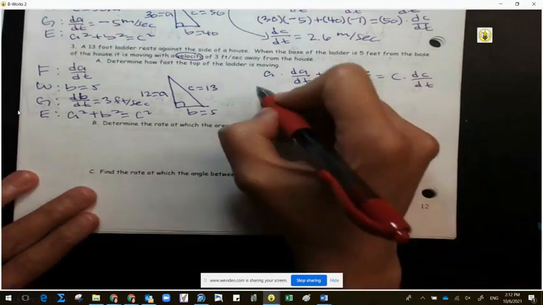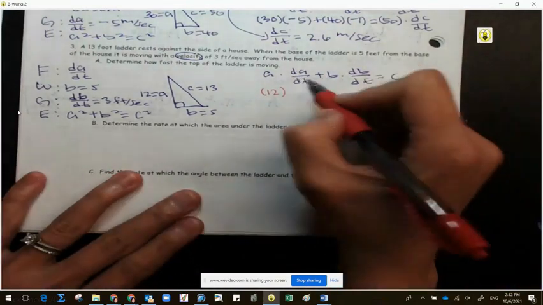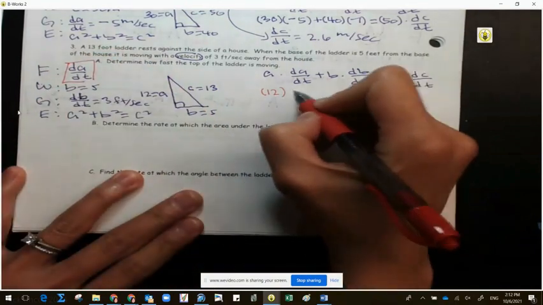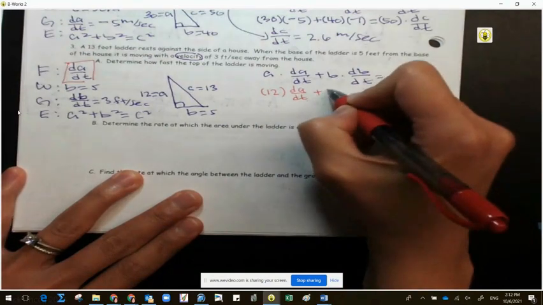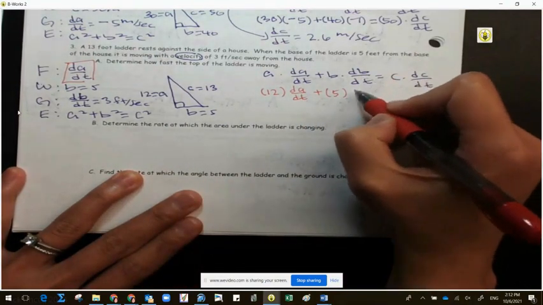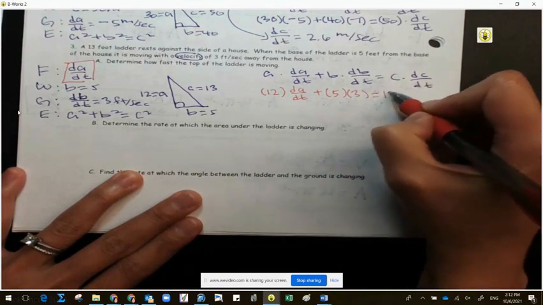What is my A? 12. Do I have any information about dA over dt? No, and it shouldn't, because that is what we are looking for. So we have dA over dt. What information do I have on B? 5. What about the rate of the B value? 3. And our C? 13.